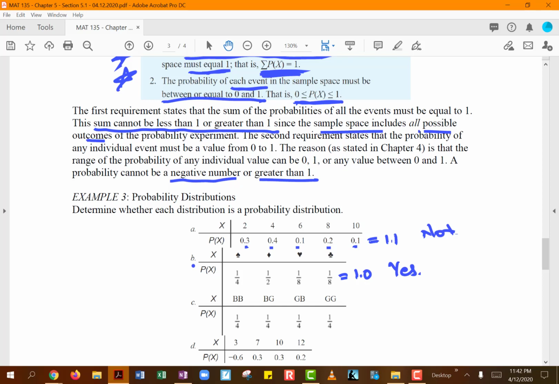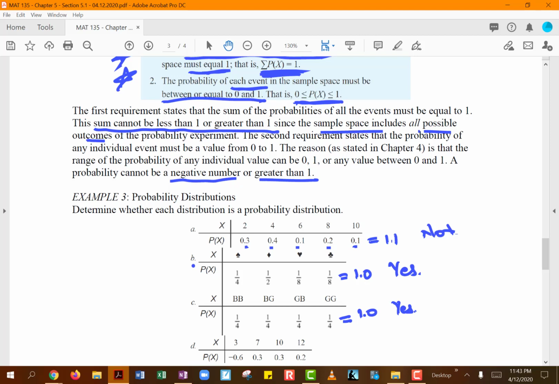For part C, again, each individual probability is 1/4, which is 0.25. So that satisfies our probability requirement. And then when I add my probability row, 1/4 added to itself 4 times will also add up to a total of 1. So it satisfies our first requirement also. So again, we can say yes, C is a probability distribution.